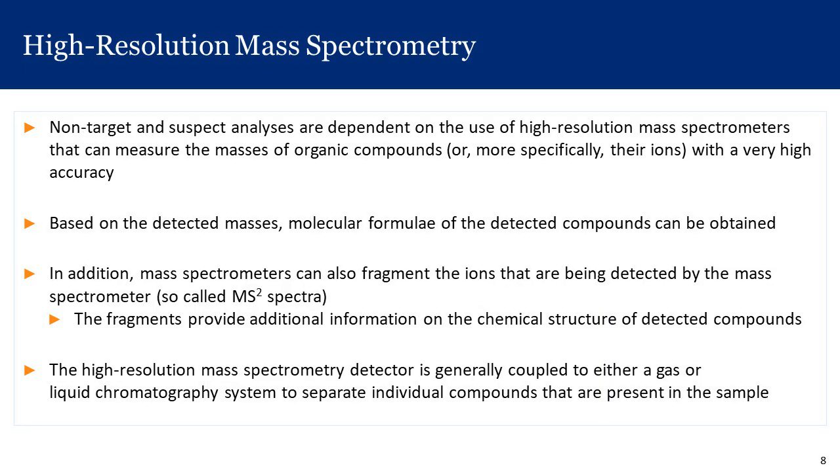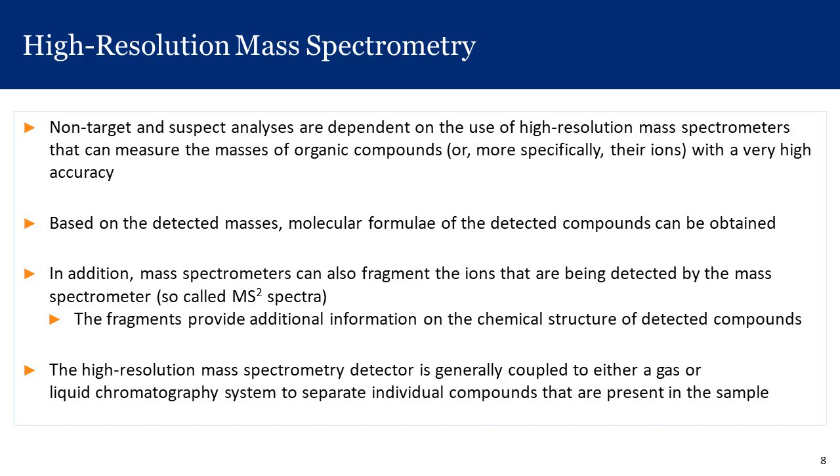The technology that we are relying on for these non-target analysis and suspect analysis approaches is, as I mentioned before, high-resolution mass spectrometry. The reason why these have only become available more recently is that the development of this instrumentation has really only happened over the last 1 or 2 decades. These high-resolution mass spectrometers measure the masses of organic compounds, or more specifically their ions, with a very high accuracy.